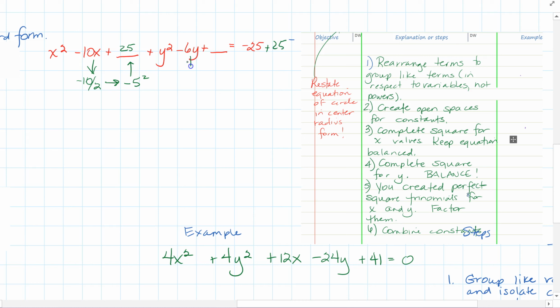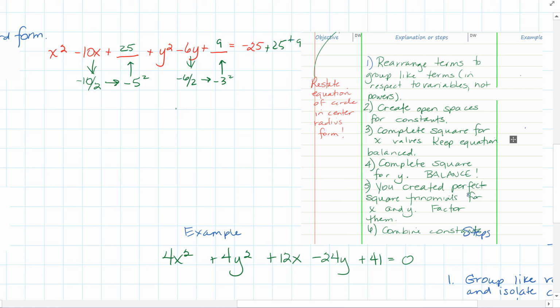Now here on the y, I take the b term, same thing. Negative 6 divided by 2 gives me negative 3. I like to actually make the little square. So 3 squared is 9. And if I add 9 to one side, I better add it to the other.